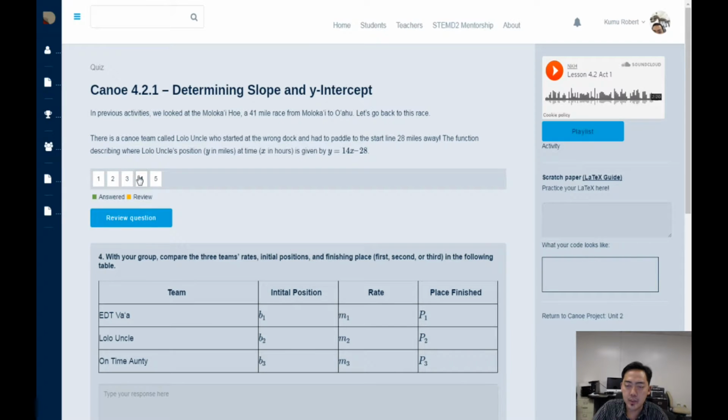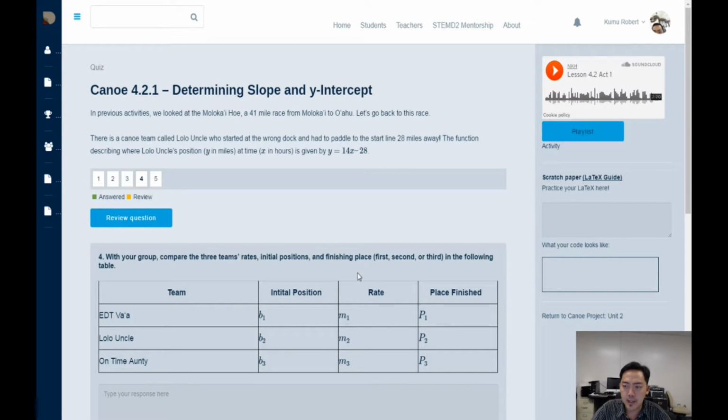After we have the 3 equations, we can organize them and fill out this table. So we can talk about the y-intercept or the initial position of the 3 teams. We can also talk about the speed of the 3 teams, which is the rate or the slope. After we've organized the information about the 3 teams, we can try to figure out what place they finished in.